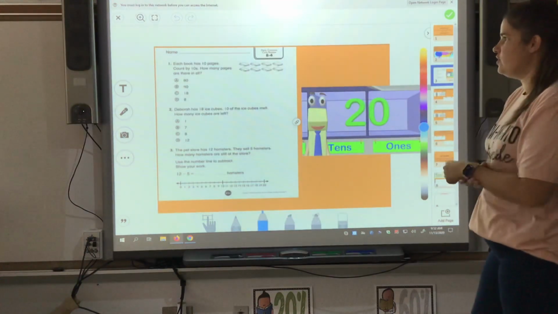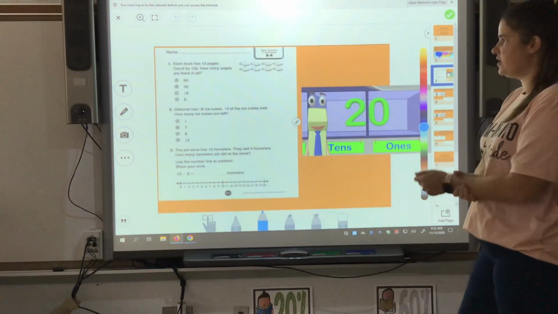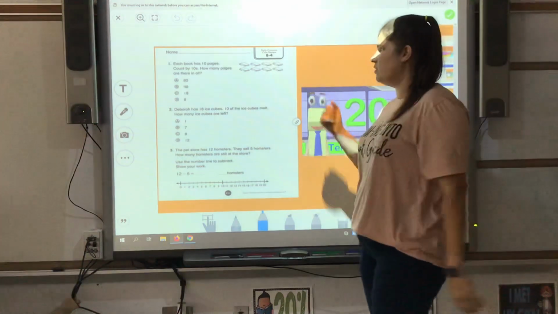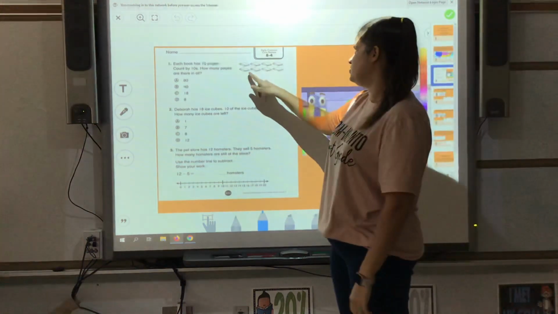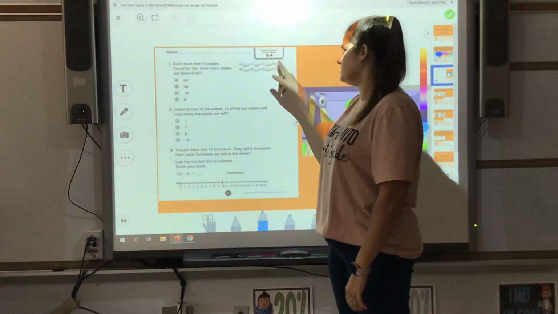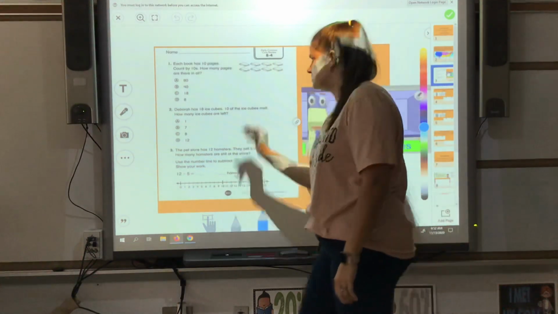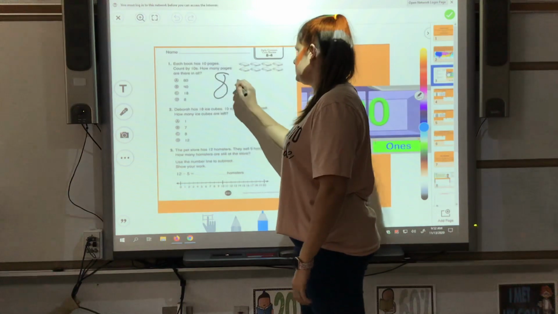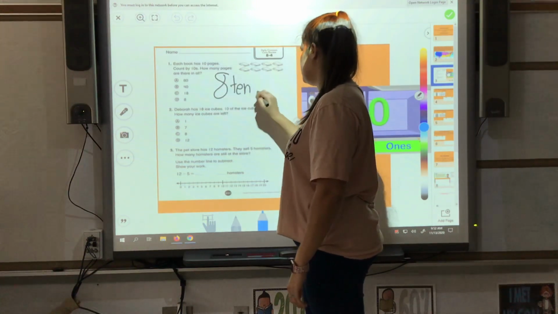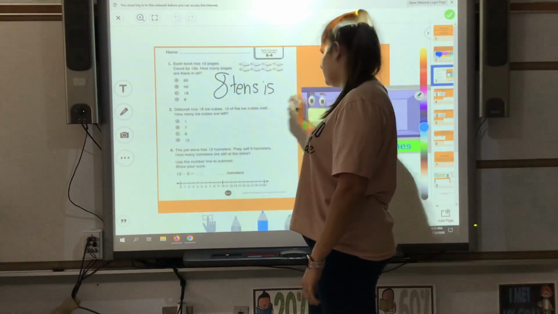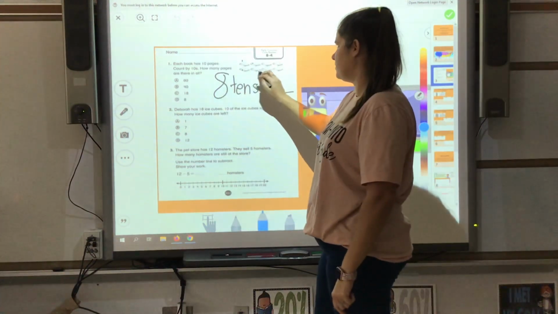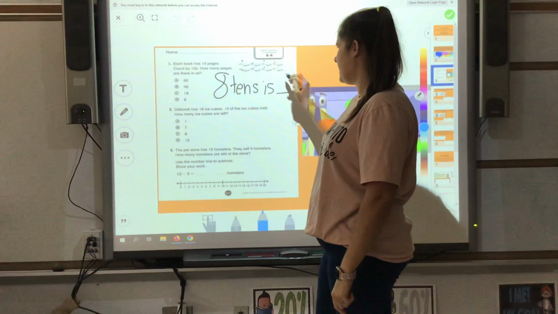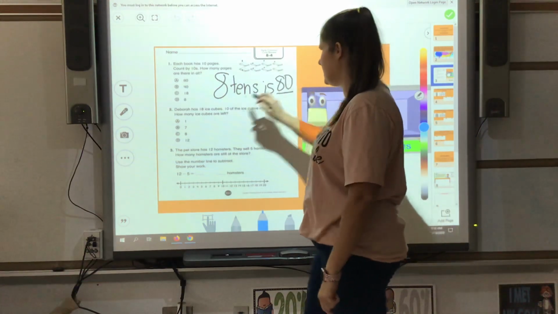You have your review page. It says each book has 10 pages. Count by tens. How many pages are there in all? So it looks like there's 1, 2, 3, 4, 5, 6, 7, 8 tens. So over here I'm going to write 8 tens is, and then I'm going to count them by tens. 10, 20, 30, 40, 50, 60, 70, 80. So 8 tens is 80.